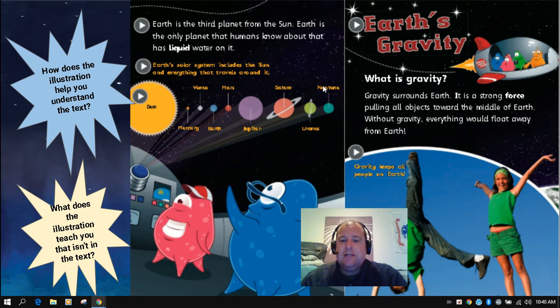Okay, over here on this next page, page 4, Earth's gravity. What is gravity? Gravity surrounds Earth. It is a strong force pulling all objects toward the middle of Earth. Without gravity, everything would float away from Earth. So how do the illustrations here help you understand the text?